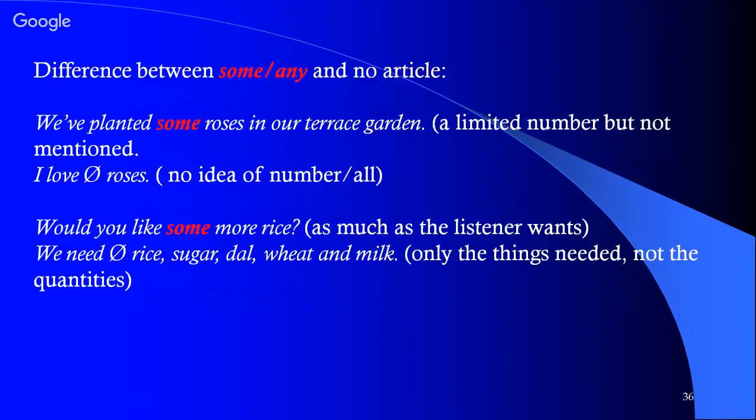Difference between some, any, and no article. Sometimes we use some, we use any, and sometimes we don't use any article. We've planted some roses in our terrace garden, a limited number, but that is not mentioned. Yes, to anta helilla.